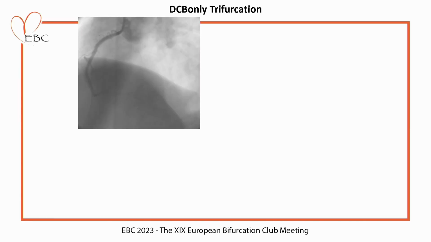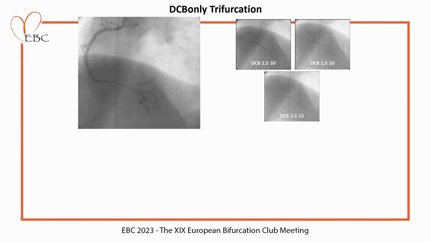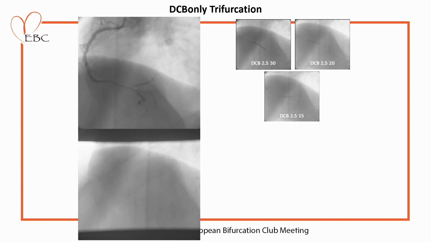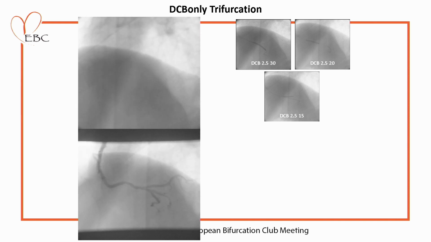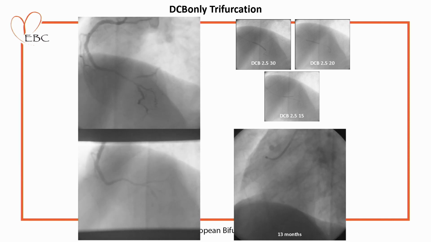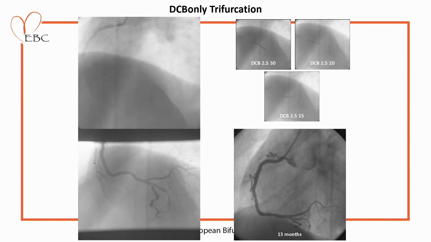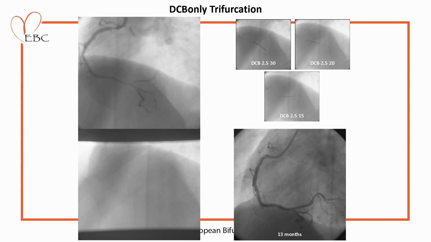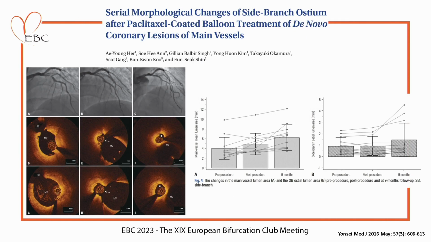Again, after pre-dilatation, sequential use of 3 paclitaxel-coated balloons in all 3 directions. This was the initial result, looks good with some dissection, and this is 13 months later. Dissection has healed and lumen has improved. The other option has been shown before, so I do not have to go into detail.